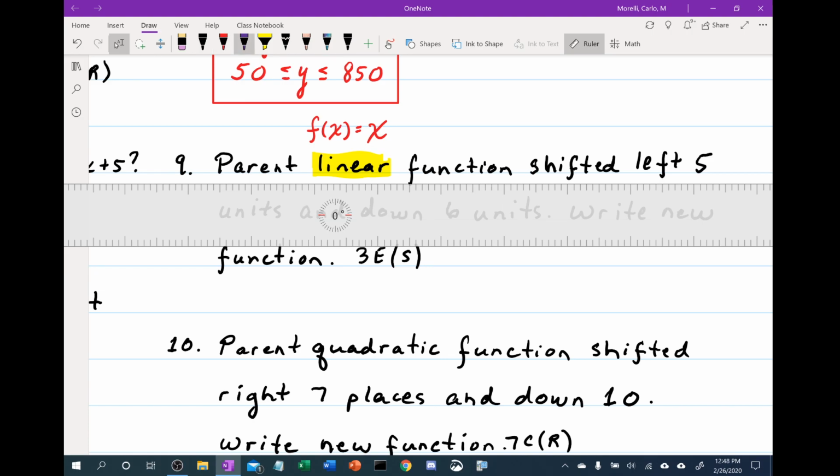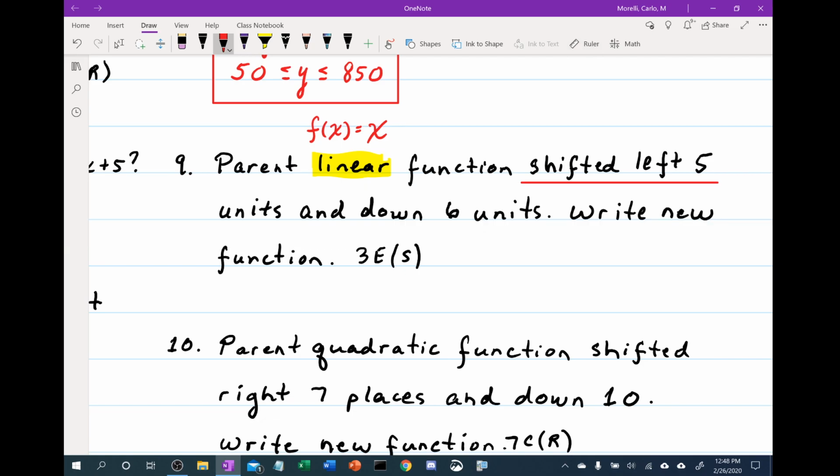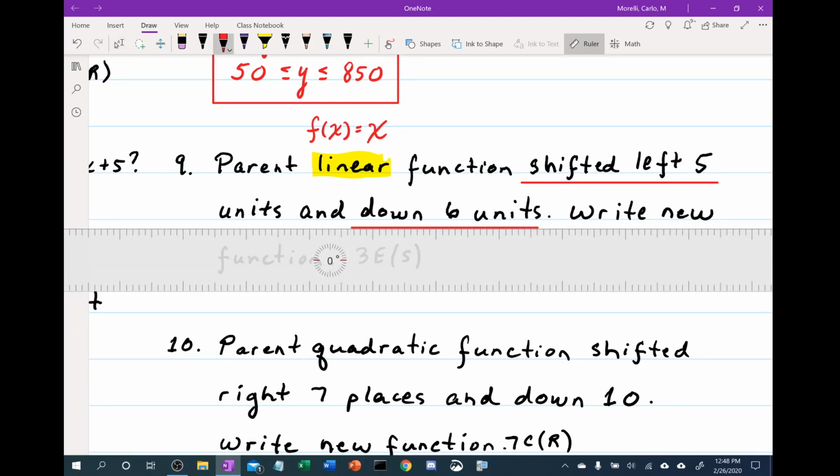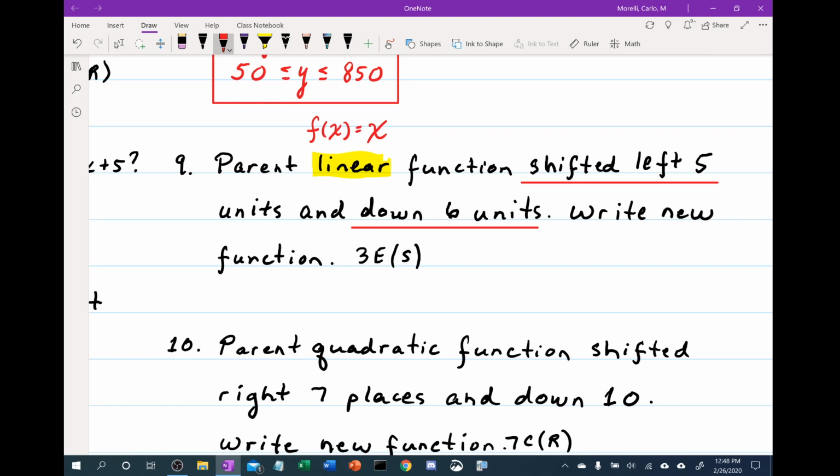Now look what the problem tells you happened. It says it shifted left 5 and then shifted down 6. So these are called transformations. This is called a horizontal transformation. Give you 2 guesses what the other one's called. Vertical transformation.